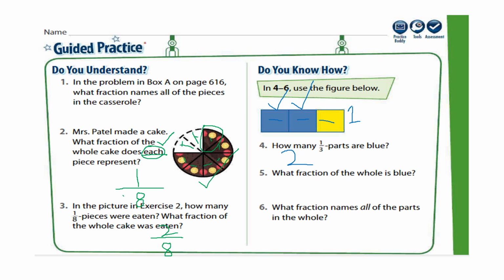Okay. What fraction of the whole is blue? We have to write the fraction. So here is the fraction bar. What is my denominator for this region? How many total parts do I have? Excellent. It is 3. Now how many are blue? Very good. Only 2 are blue. So my numerator will be 2. Now what fraction names all the parts? All the parts, like we did in question 1. We have written the fraction for all the parts in the casserole. Now all the parts. So what is the whole? Wonderful. It's 3. All the parts means how many parts we have? Again 3. Very nice.